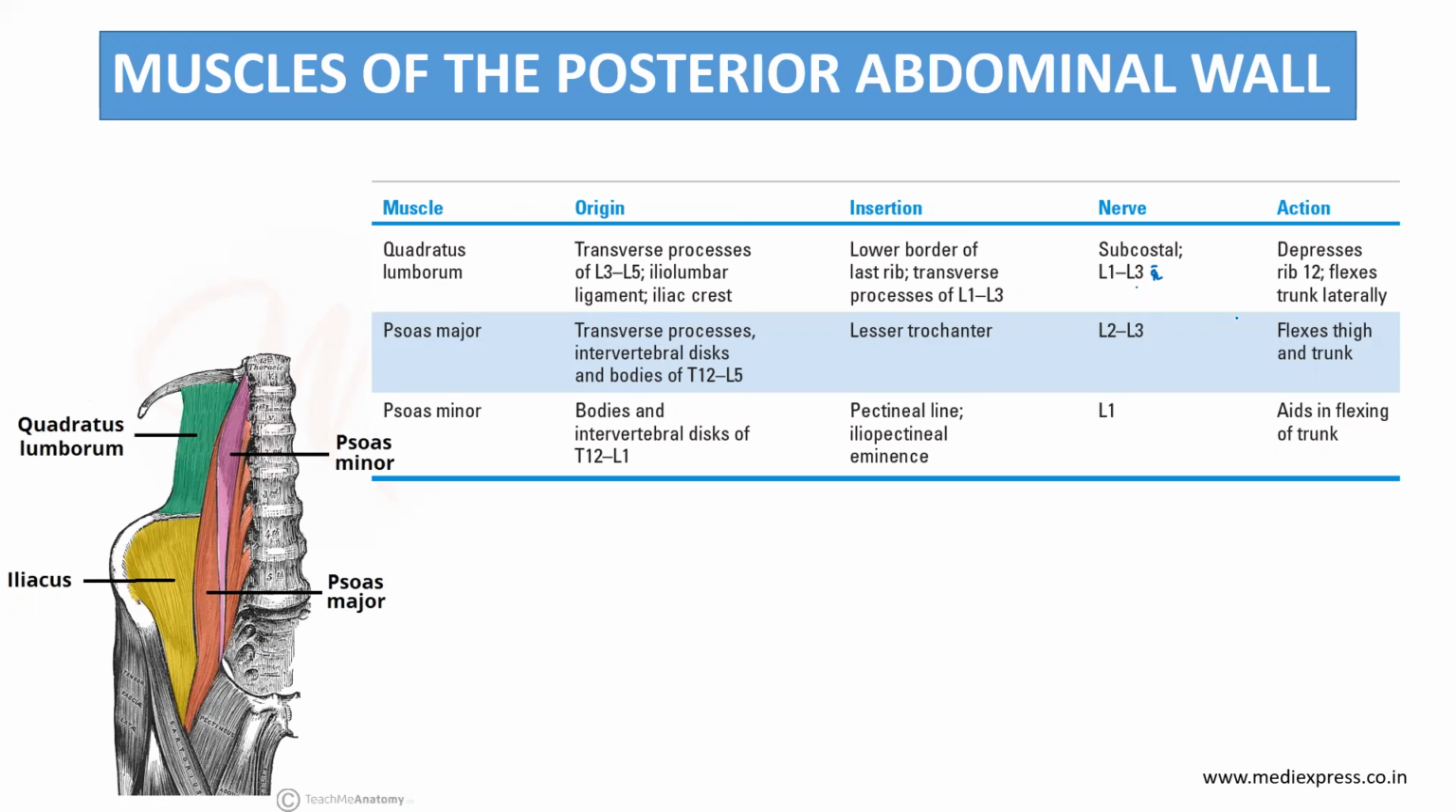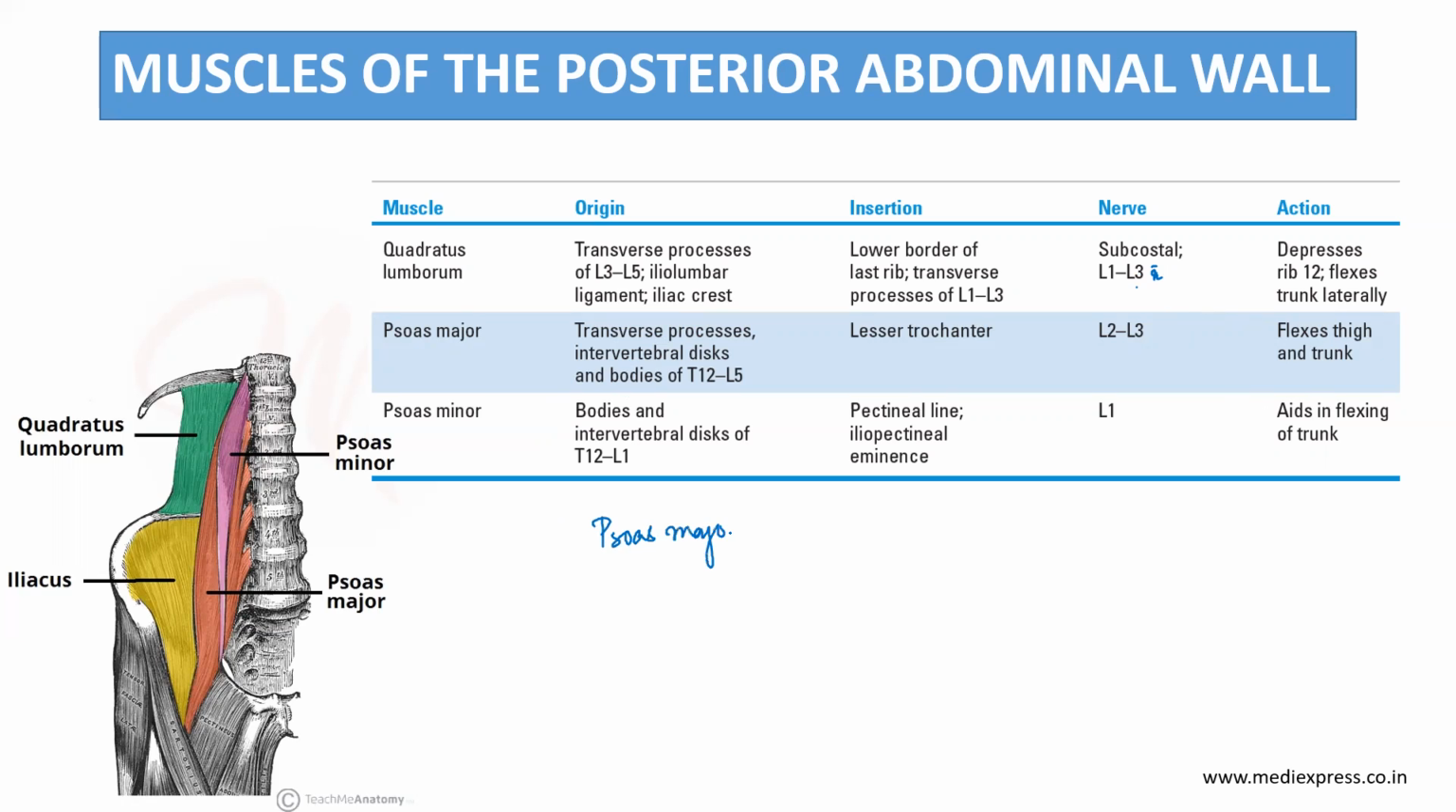Now, what does psoas major do? Psoas major, it is written that it flexes thigh and trunk. Sorry, I've mistaken. Psoas major, flexion of the thigh at the hip and lateral flexion of the vertebral column. I'll write over here.